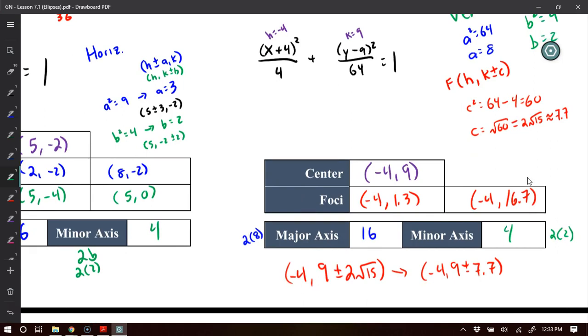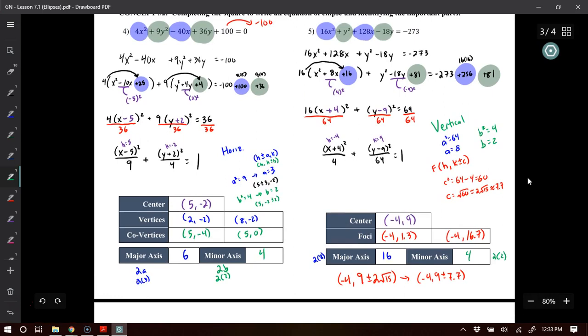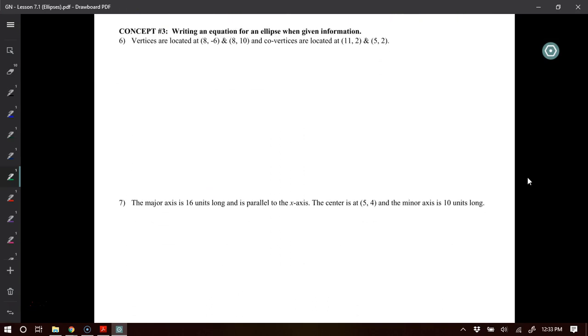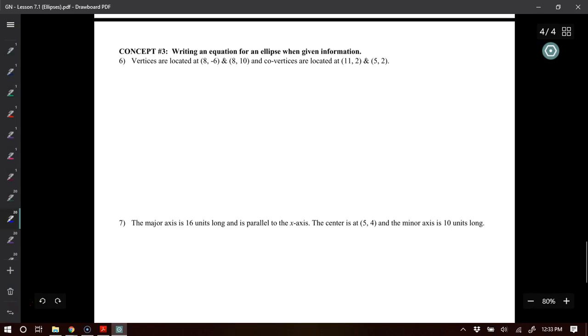So concept 2 on your quiz is being able to complete the square to the ellipse standard form and use that with the formulas to identify the parts. Concept 3 is writing the equation when you're given certain information for an ellipse on it. So concept 3 is, notice we don't have an equation. All we have are the parts. So I'm giving you parts, you have to figure everything else out. So if I take a look at this, what I want to do is I want to see what I'm given. Vertices are located at 8, -6, and 8, 10.